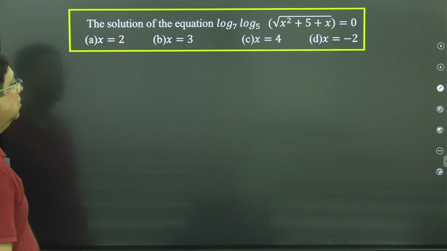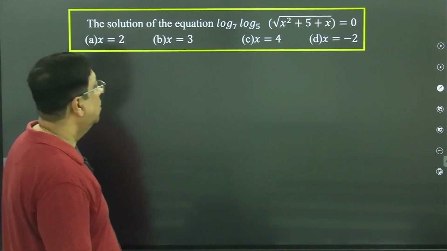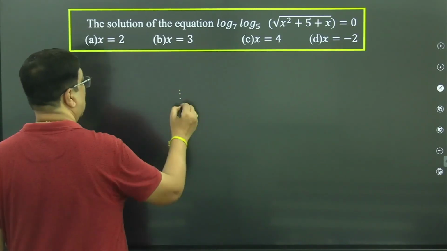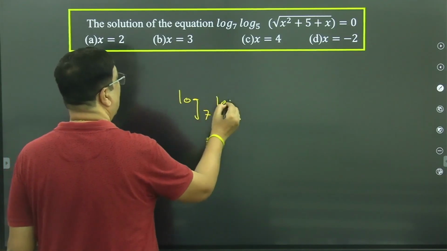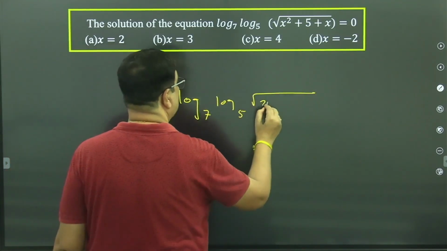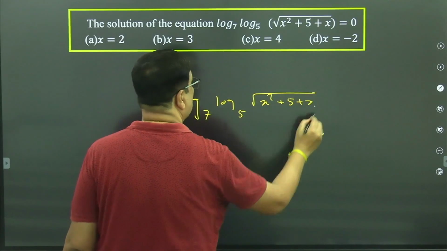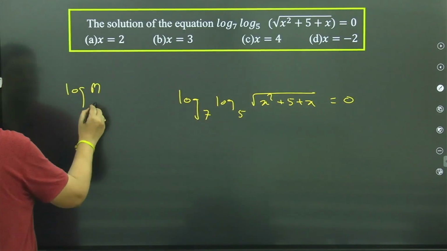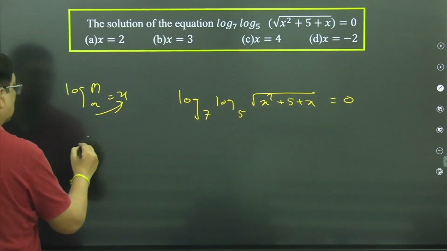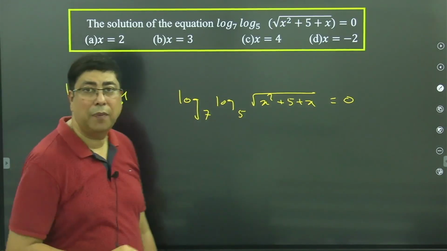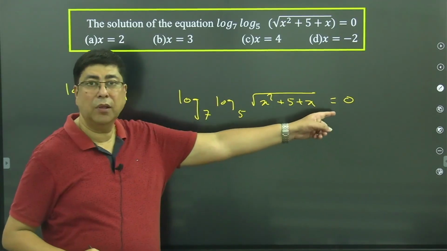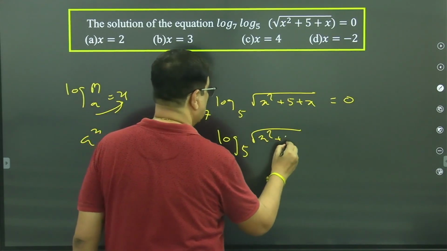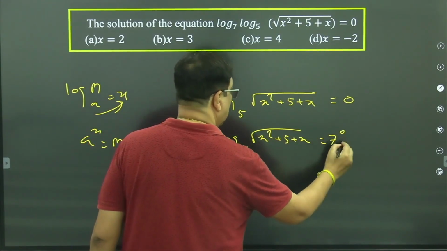Solution of the equation. So what to do here? Log of root over x square plus 5 plus x, equal to 0. So we know that if we apply the log m base a equal to x, then a to the power x equal to m, we will apply this. So 7 to the power 0 means 1, so log 5 root over x square plus 5 plus x equal to 7 to the power 0 is coming 1.